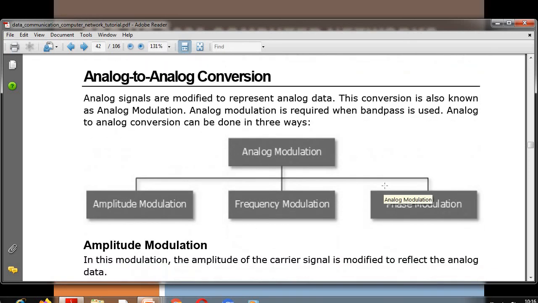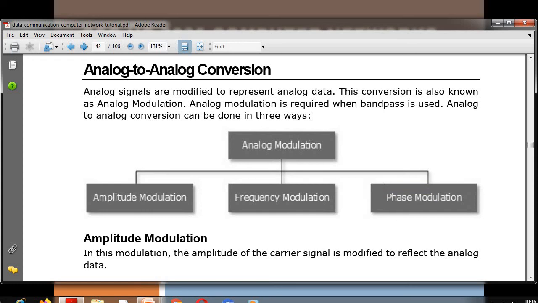Now we come to analog to analog conversion. Here, analog signals are modified to represent analog data. This conversion is also known as analog modulation. Analog modulation is required when band pass is used. Analog to analog conversion can be of three types: amplitude modulation, frequency modulation, and phase modulation.